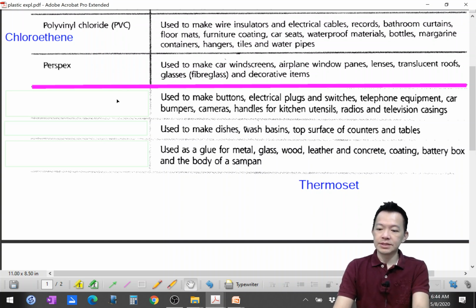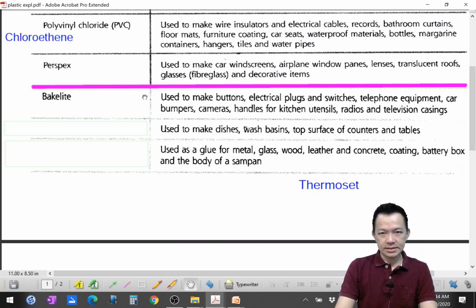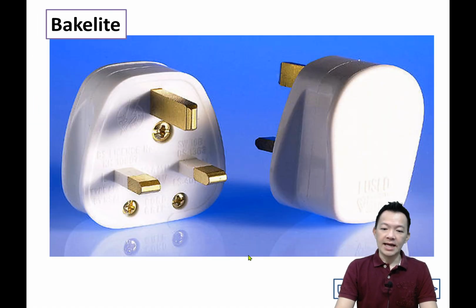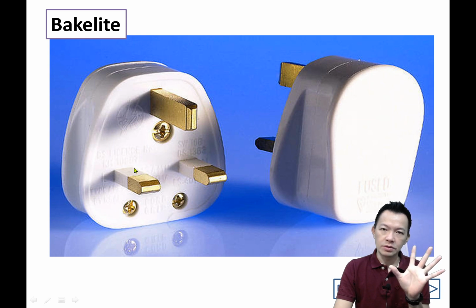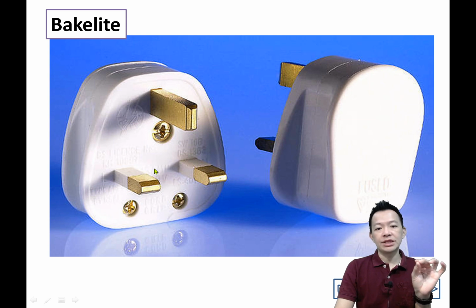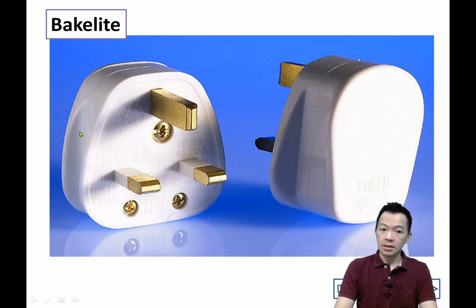Any example? Let's look at the example first. Bakelite, very important, this name is number one among your plastics. Bakelite, that can withstand high temperature. So the white color plastic here is Bakelite. Okay, so when your electric wire is overheated lah, or when your plug is overheated, it just becomes something black only, not going to burn. Okay, but this Bakelite has one disadvantage, it cannot be recycled.